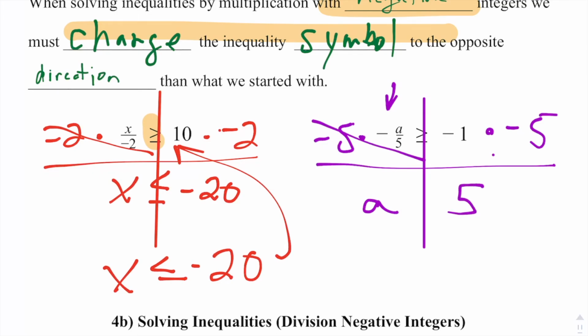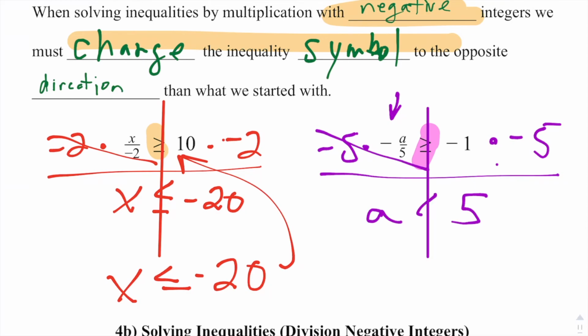And again, here's my symbol with the a being on the greater than side, but because I am multiplying by a negative number, the symbol is going to switch and go the other way. So a is going to be less than or equal to 5. And again, I'll write it cleaner down here. A is less than or equal to 5. And notice that it switched direction from what it was up here.